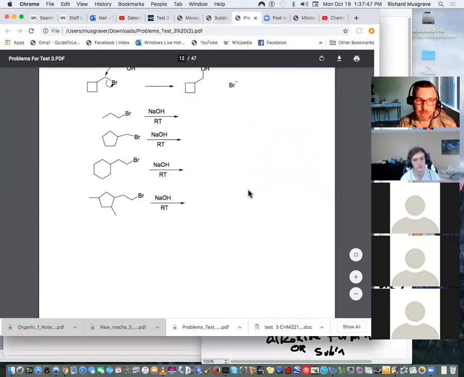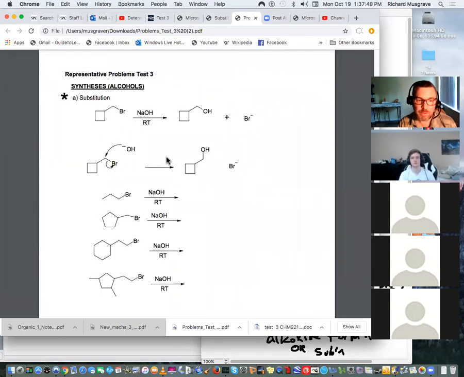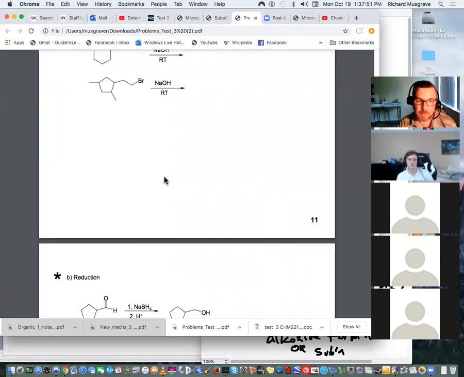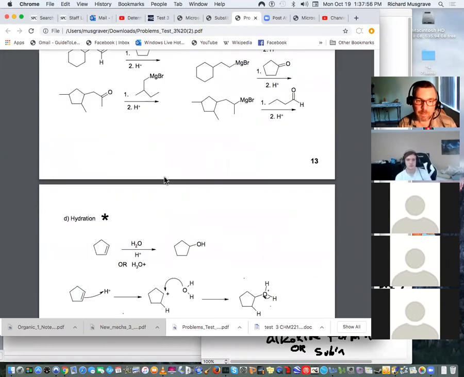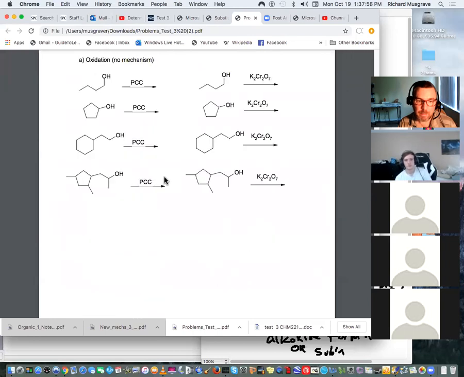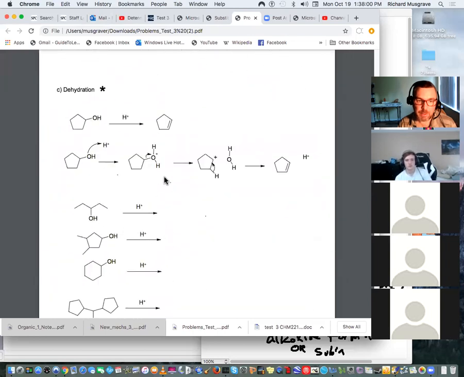This one here. So that's what you should do: start on page 11 and do all the mechanisms, check them against the mechanisms file, and make sure you're doing them correctly. And that's the best way to learn the reactions.